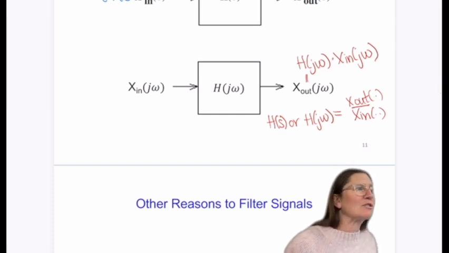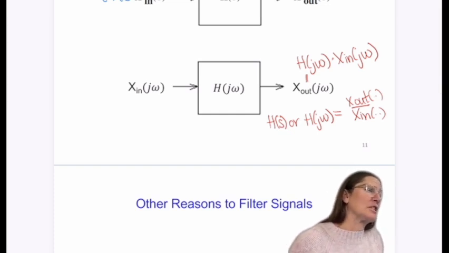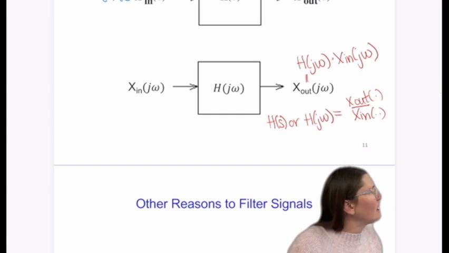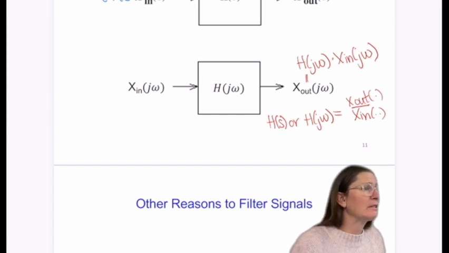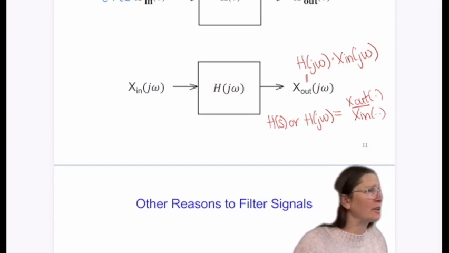So if I'm given a circuit, I can find this transfer function. And I do that by getting an equation for the output based on the input. And then I just divide by the input. And that resultant equation is called my transfer function.